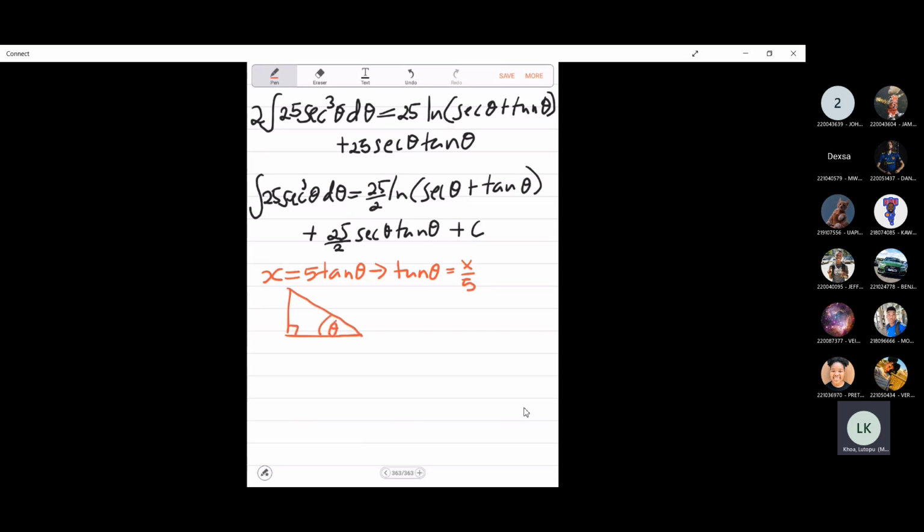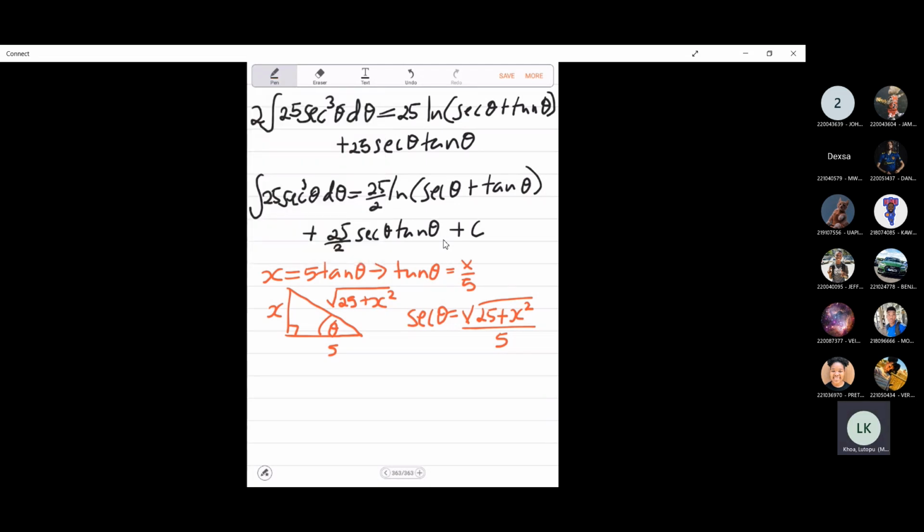So this is theta there. Tan theta is opposite over the adjacent. So this is the square root of 25 plus x squared. So from here we can see that sec theta is equal to the square root of 25 plus x squared over 5. Okay, then we substitute all the terms in there.